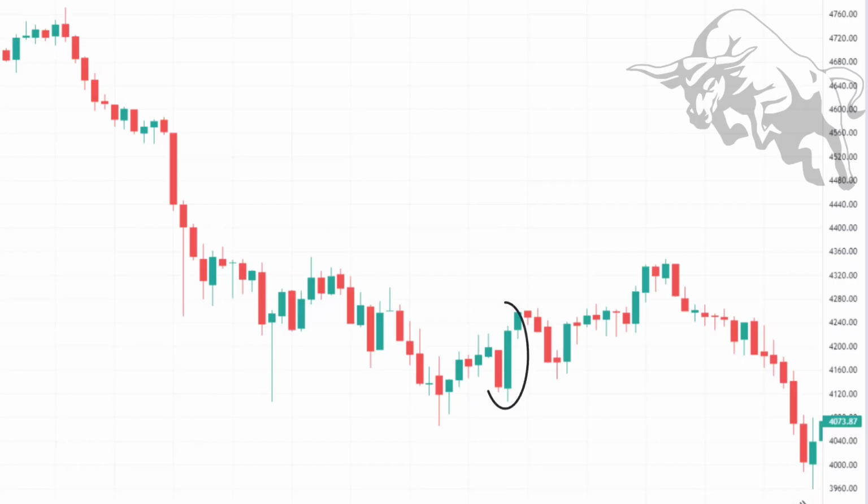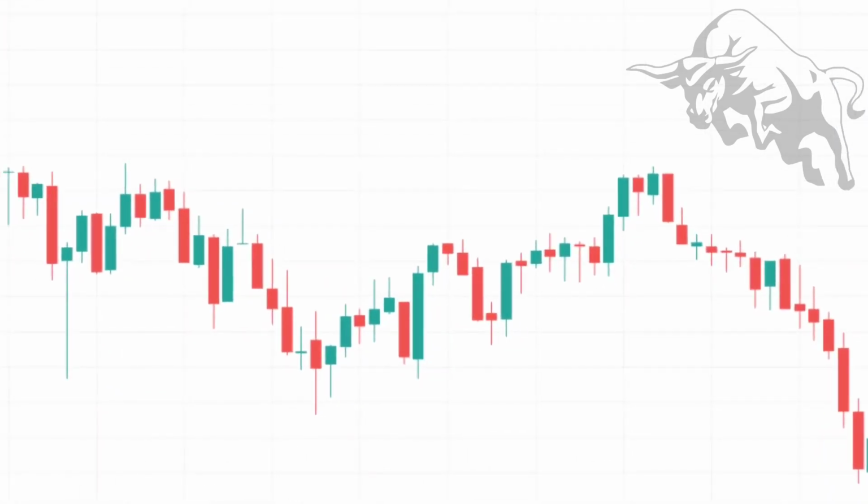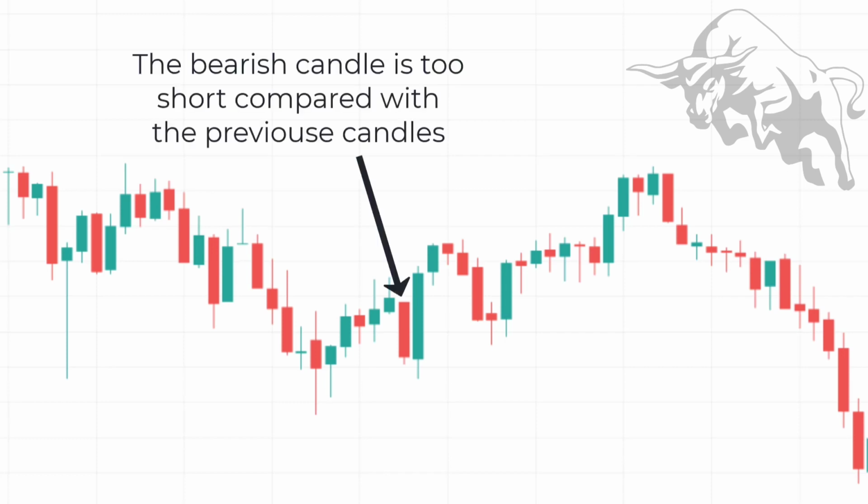Finally, here is an example of an incorrect bullish engulfing. Can you guess why it's incorrect? Before I give you the answer, go ahead and pause this video to give it a deeper thought. The answer is: it's because the previous bearish candle is relatively too short. Did you guess it right?